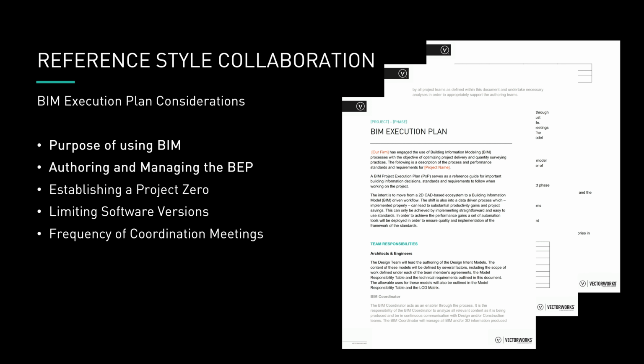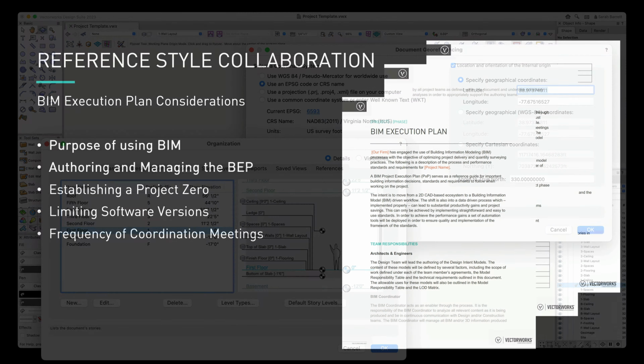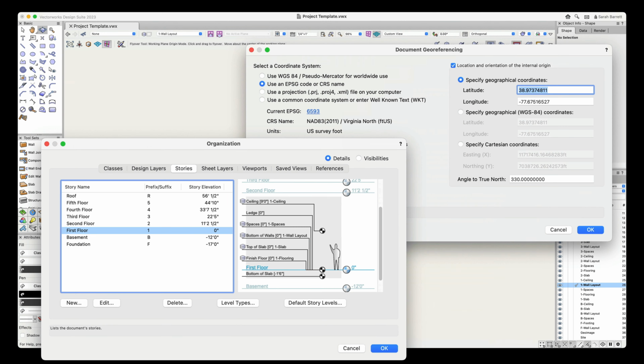Within the BEP that includes sharing models created in different software, it's important to not only establish internal processes and protocols, but also a few specific standards for everyone, no matter their authoring software. These standards are: establish a universal project zero before models are created. This is important for combining models, and doing this saves a lot of time down the line in the coordination process. This project zero should be described and diagrammed in the BEP.